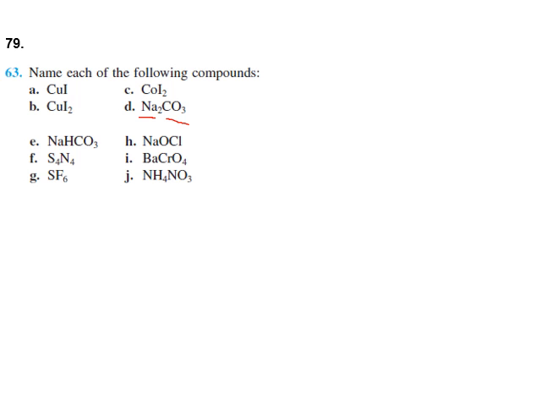For A, B, and C, because copper and cobalt are transition metals, we will have to put a Roman numeral to identify which oxidation state they have.